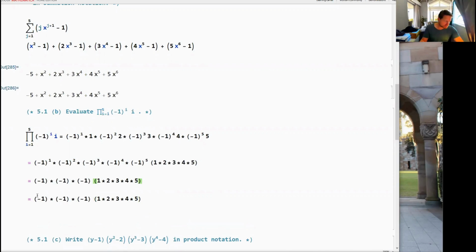And so that's -1 times 5 factorial, which is, is it 120? I think so. So just put -120 here. Okay, great.